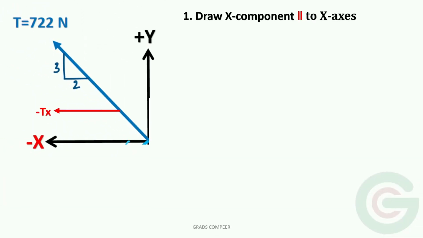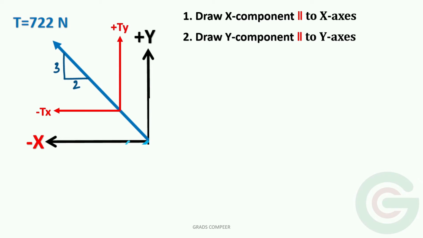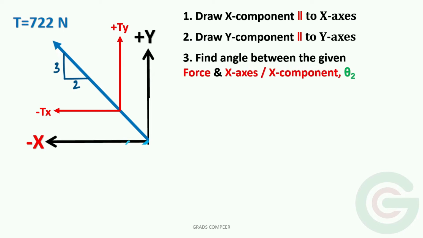Now let us find the components of force T. Draw the x component parallel to the x-axis and the y component parallel to the y-axis. Observe here that the directions of the components are drawn correctly because they conform with the parallelogram law. So once we have indicated the directions of the components, the next thing is to find the angle theta which the force makes with its x component.